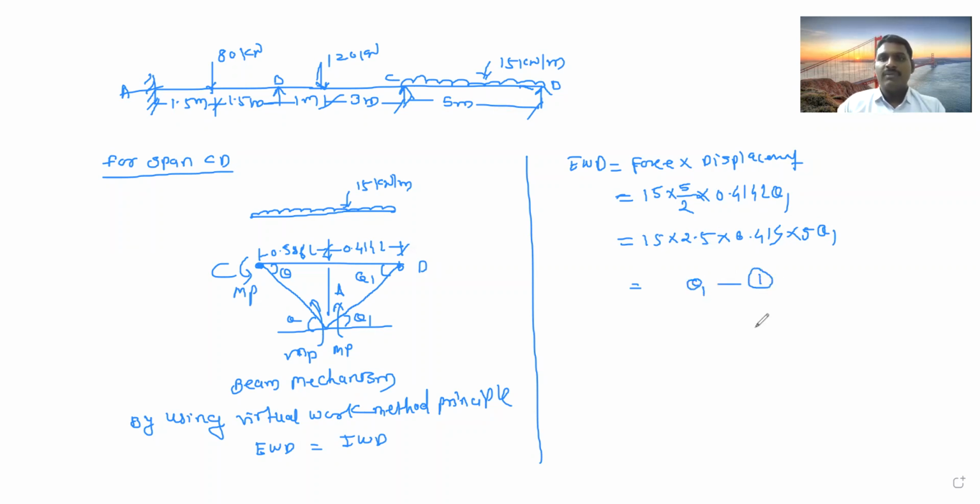So now calculate this. This is our equation number 1 in terms of theta 1. How much external work done? 15 into 2.5 into 0.414 into 5, that is 77.625. It will be the external work done. Got it?